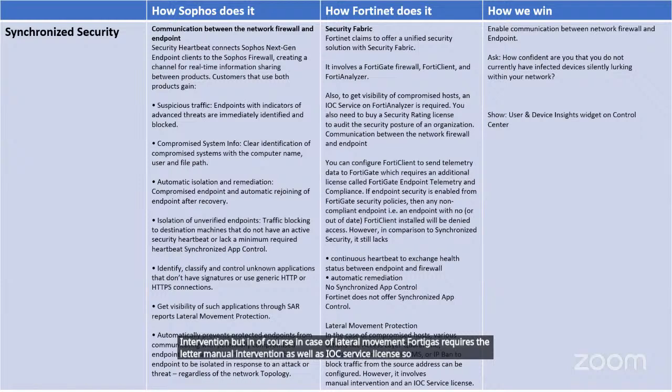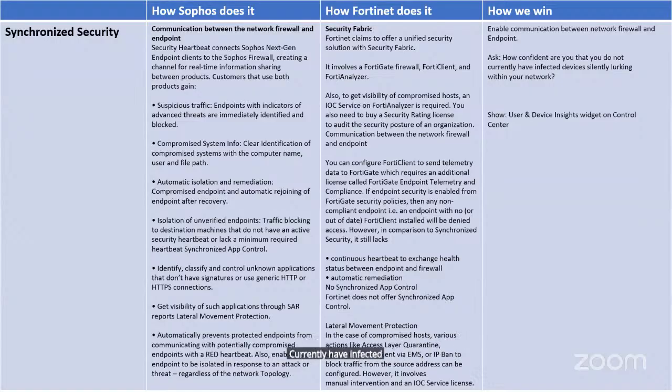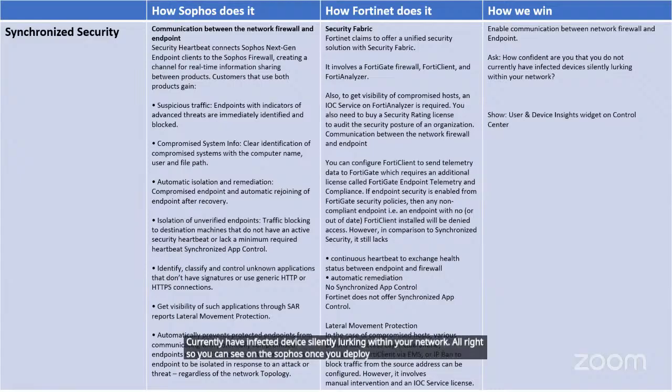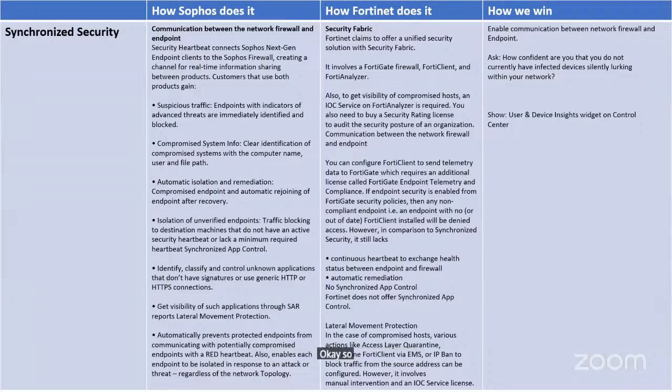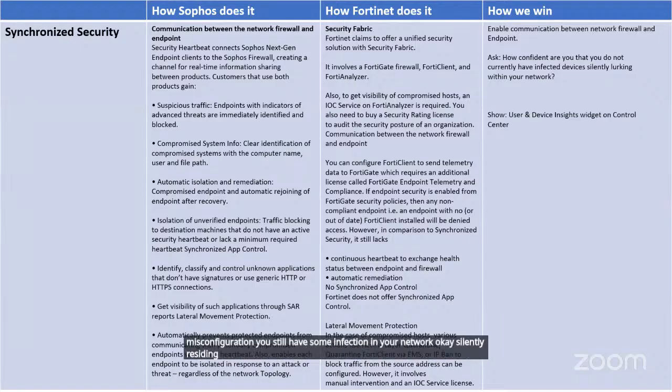So it enables communication between the network and the firewall. That is the advantage of synchronized security. You should ask how confident you are that you do not currently have an infected device silently lurking within your network. On Sophos, once you deploy Sophos Firewall and Sophos Endpoint and enable security heartbeat, you will be able to see the User and Device Insights wizard on Central. In that part, user and device insights, you will see which systems are healthy, which are compromised, or which have been remediated, directly from there. Of course, if there is a misconfiguration, you may still have some infection silently residing in your network, taking all your data.